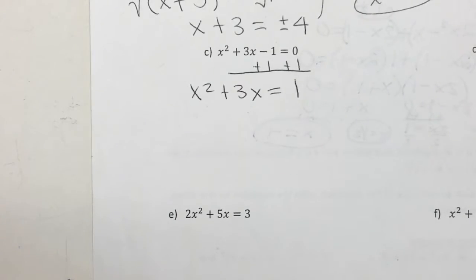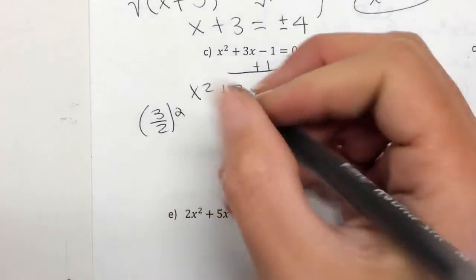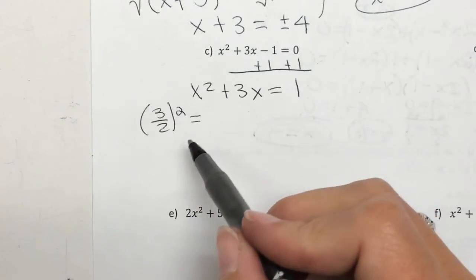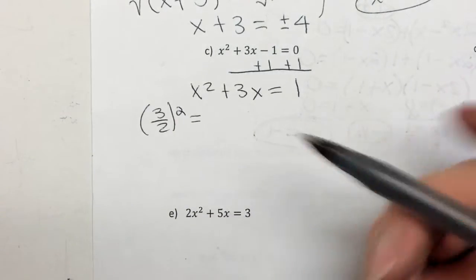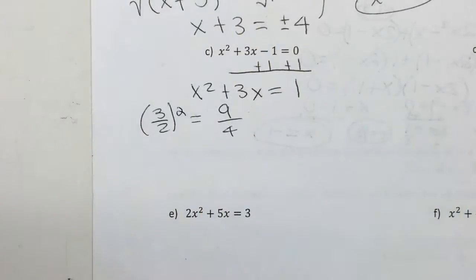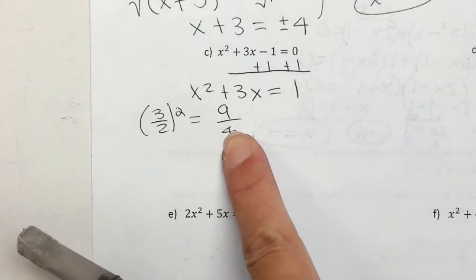All right, Corbin, tell me what to do next. 3 over 2 squared. Good. 3 over 2 squared. Now this is ugly, right? I want you to leave this as a fraction. You'll see. Alright, so when you square a fraction, you just square the top and bottom separately. So 3 squared is what? 9. Good. And 2 squared is 4. So that's our b over 2 squared. And what do we do with this, Ransom?